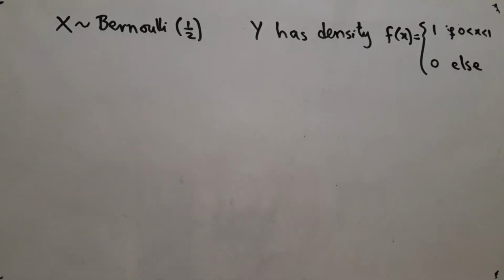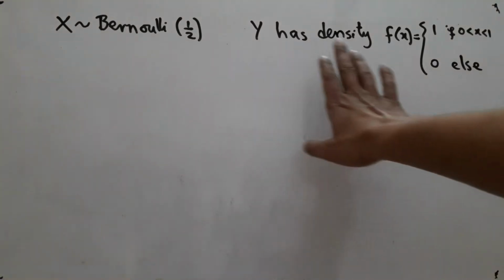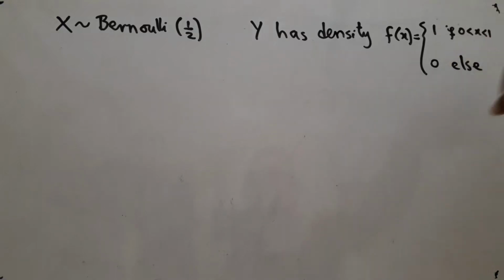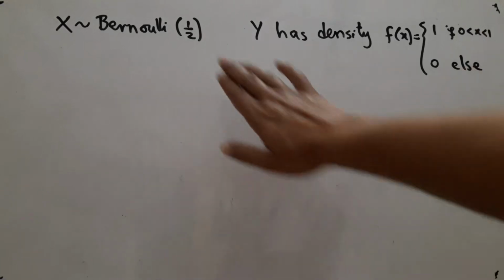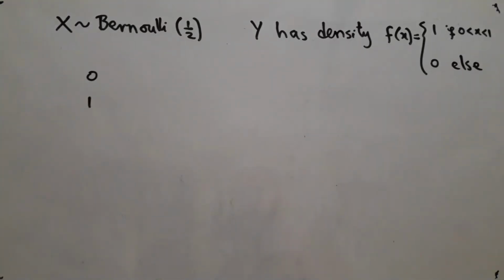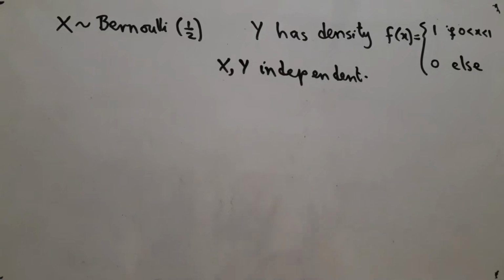In this problem, I am giving you two jointly distributed random variables where X is Bernoulli half and Y has density given by this: 1 if y lies between 0 and 1, and 0 otherwise. I hope you remember what is meant by Bernoulli half. It means that X can take only two values, each with probability half and half, just like tossing a fair coin. Now when I tell you only the distribution of X and distribution of Y, I have still not specified the joint distribution. In order to do that, I further tell you that X and Y are independent.